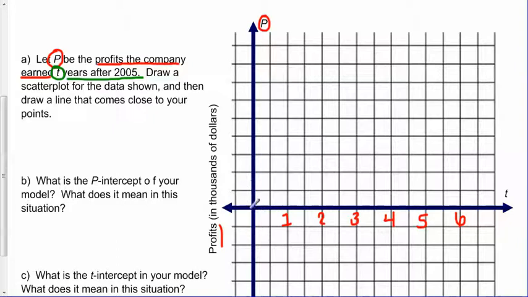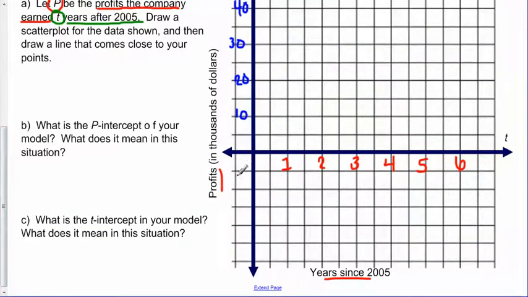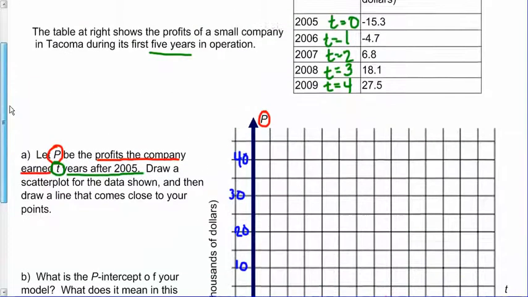So from the origin, I'm going to go up first. There's 5, there's 10, 15, 20, 25, 30, 35, 40. That should be high enough in the positive direction. And then in the negative direction, we go -5, -10, -15, -20, -25, -30. So that gives us plenty of room on our vertical axis. Now that we've got our scale established, we can start plotting our points.